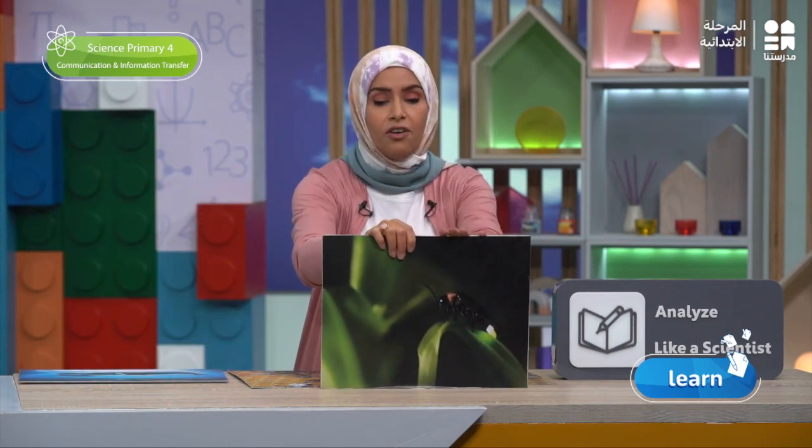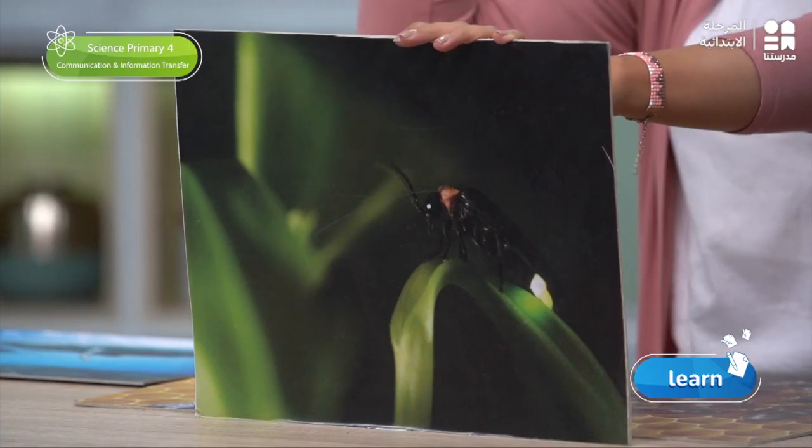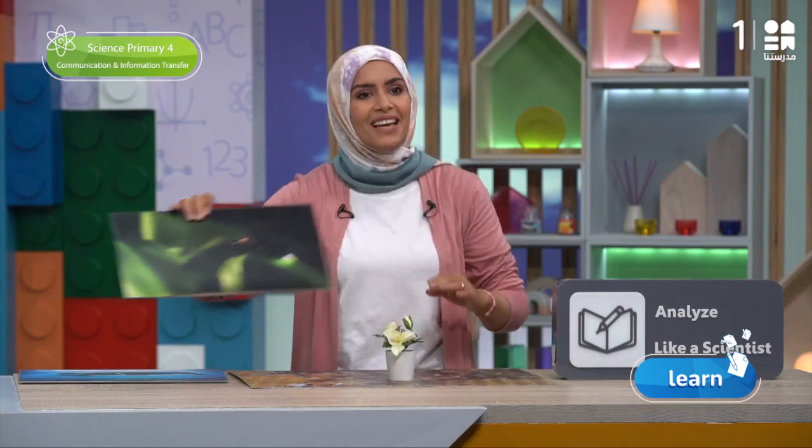What about the fireflies? Fireflies communicate using flashlights. What about the insects? Do you know how ants communicate? We will know that together in activity number 10, observe like a scientist.